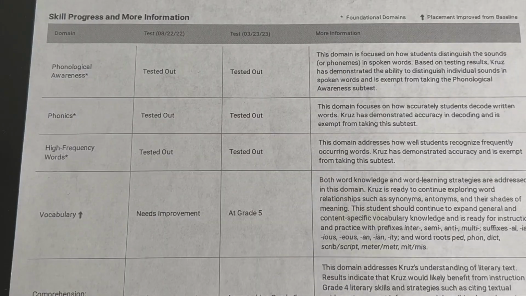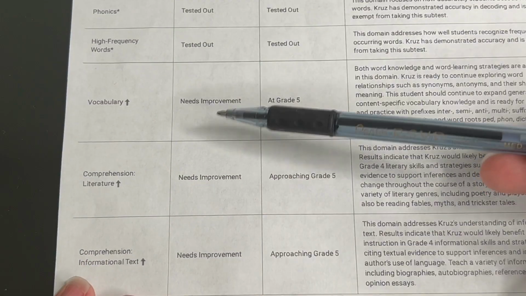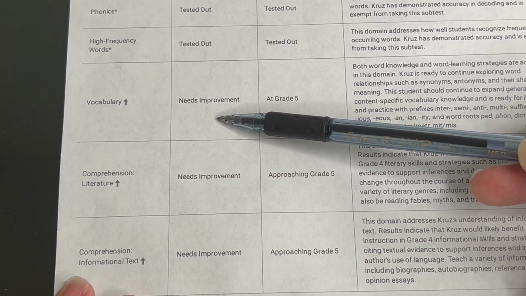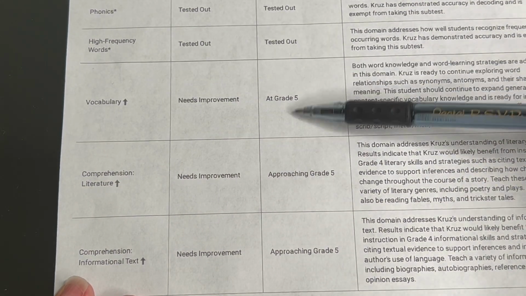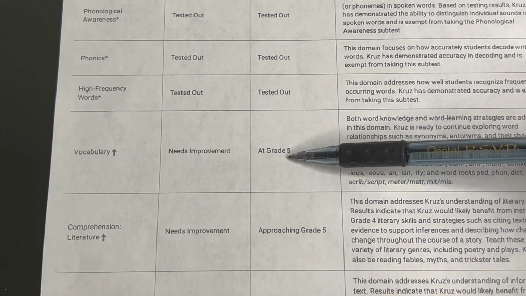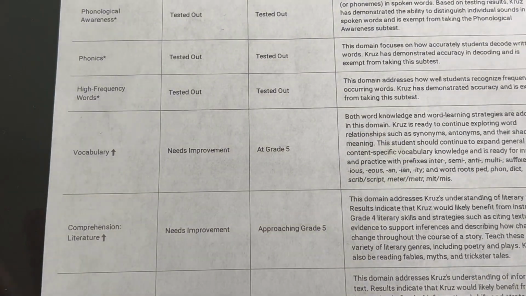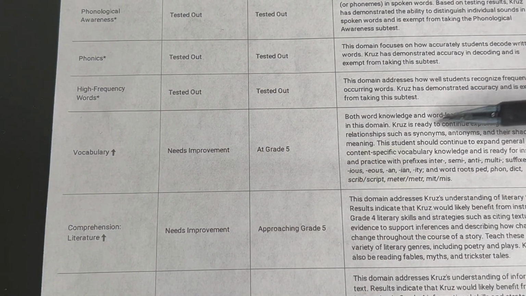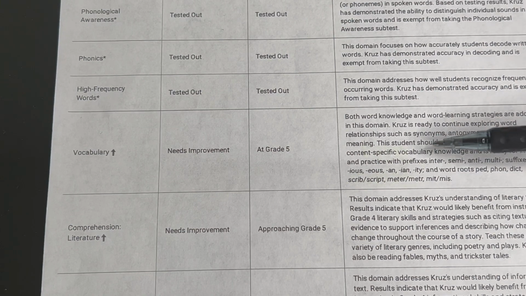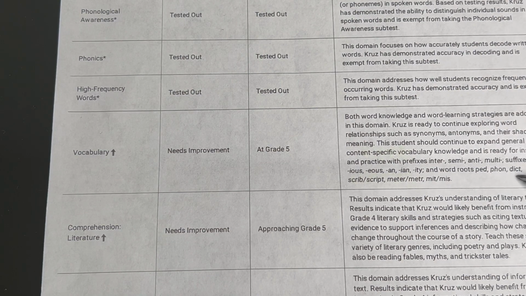But let's take a look at somewhere where he needed improvement. When he took it in August, it said that he needed improvement. And now when he tested, it says he's at grade 5, so he's at grade level now. It says both word knowledge and word learning strategies are addressed in this domain. So Cruz is ready to continue exploring word relationships such as synonyms, antonyms, and their shades of meaning. This student should continue to expand general and content-specific vocabulary knowledge and is ready for instruction and practice with prefixes. And then they provide examples and root words, and then more examples.